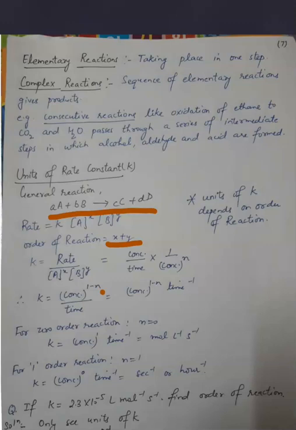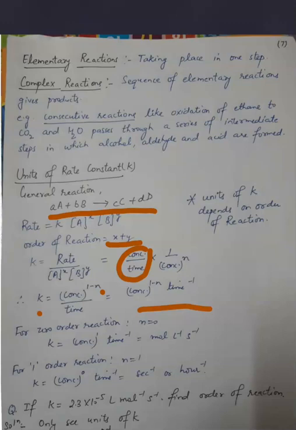We know units of rate is equal to concentration upon time, and A and B are concentrations. So I have taken concentration to the power n. So K will become concentration to the power 1 minus n divided by time, means concentration to the power 1 minus n, time inverse. This is the general unit of rate constant. Rate constant unit depends always on the order of the reaction.